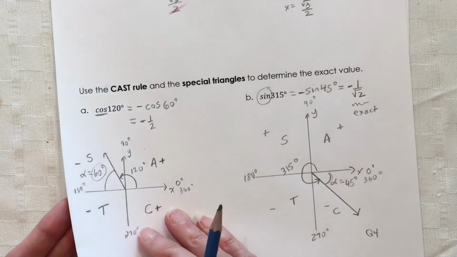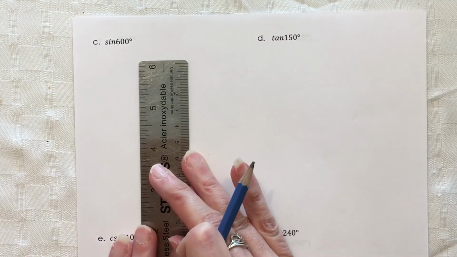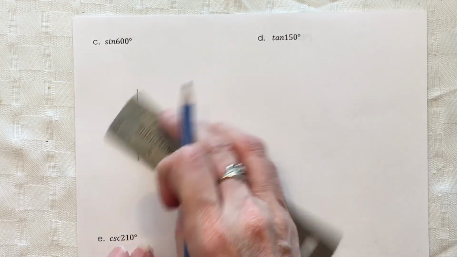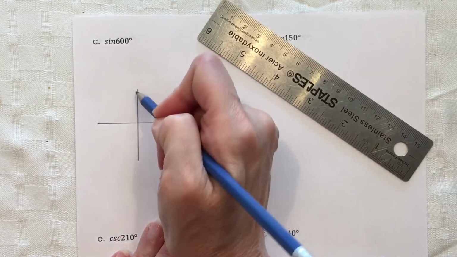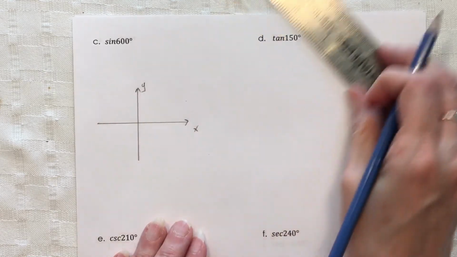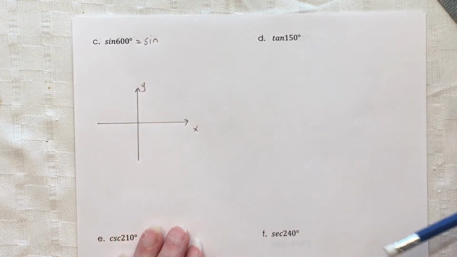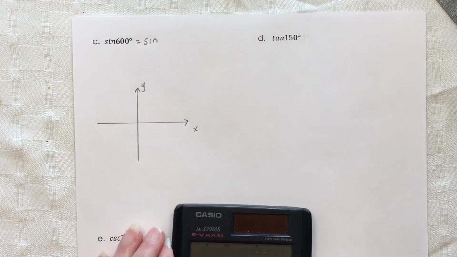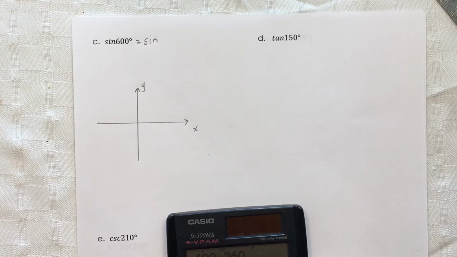Okay, moving on. Sine of 600 degrees. Okay, so we're getting trickier here. So the sine of 600 degrees is going to have the same sign as... we'll figure out where to draw it first. So 600 minus 360 is 240 degrees.